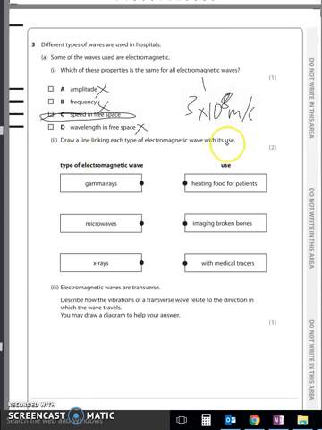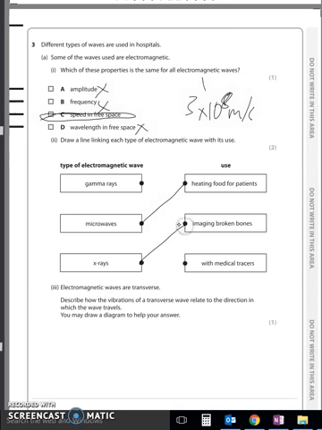Draw a line linking each type of electromagnetic wave to its use. Remember, when you're doing the electromagnetic spectrum, the first couple you should remember because they go together. So radio waves and microwaves go together because they deal with information. That's communication. Radio and microwaves are used for communication. But then microwaves and infrared waves go together because they both heat food.